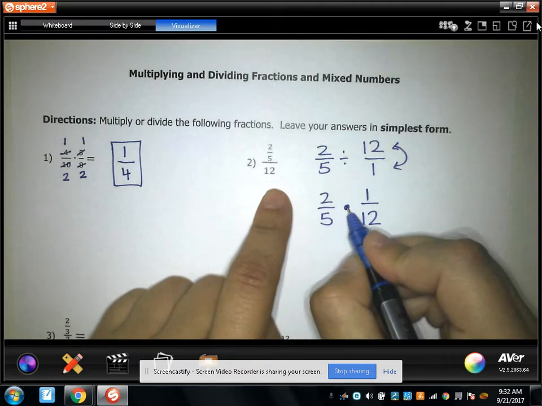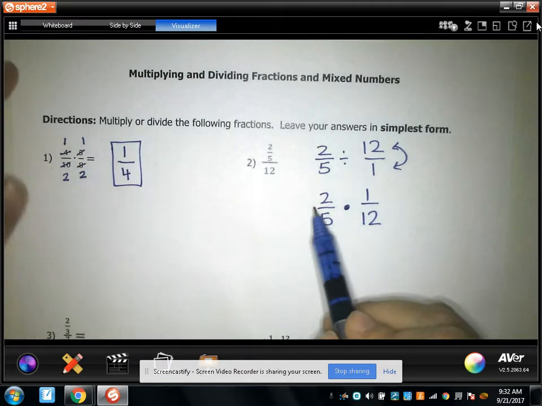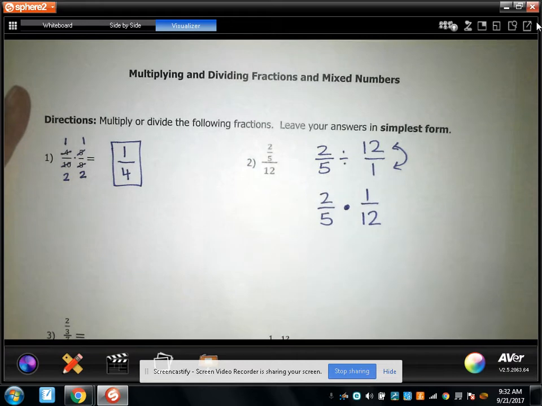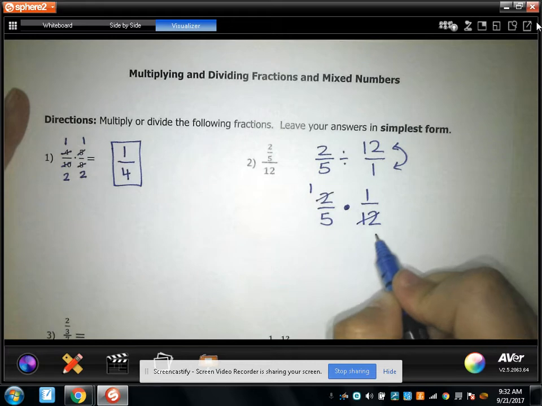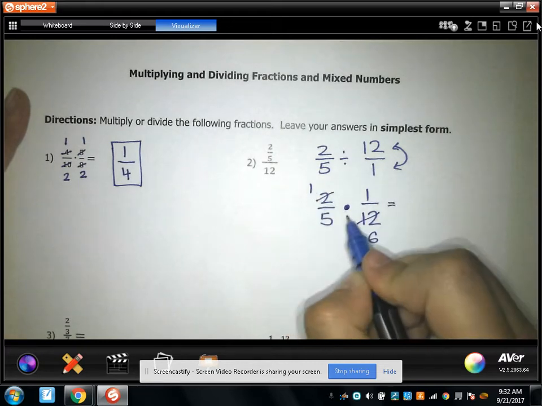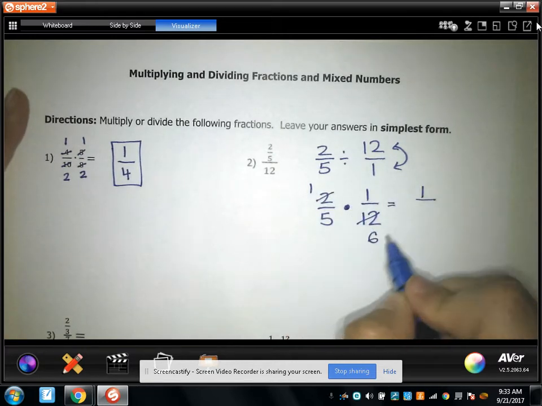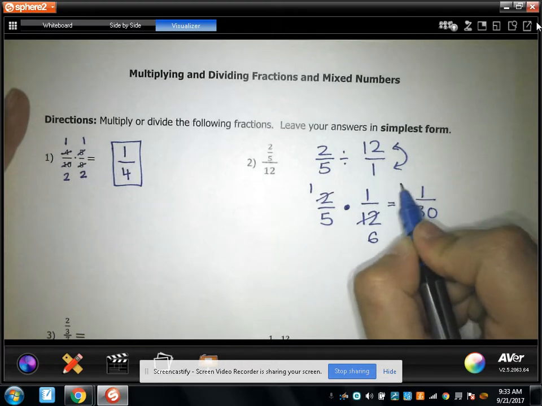Now remember that multiplying trick, it only works with multiplication. If you're looking at the diagonals and you can simplify them by dividing by a common factor, go ahead and do that. I can divide both these numbers by 2. 2 divided by 2 is 1. 12 divided by 2 is 6. The answer here is 1 times 1 is 1. 5 times 6 is 30. The answer is 1/30.